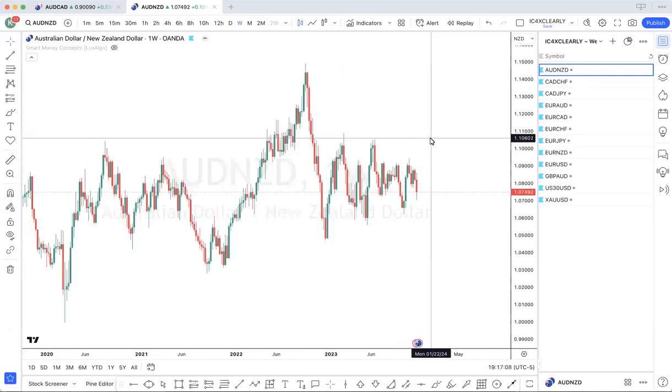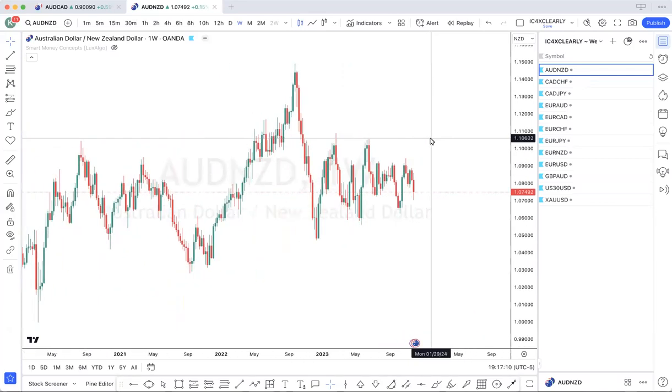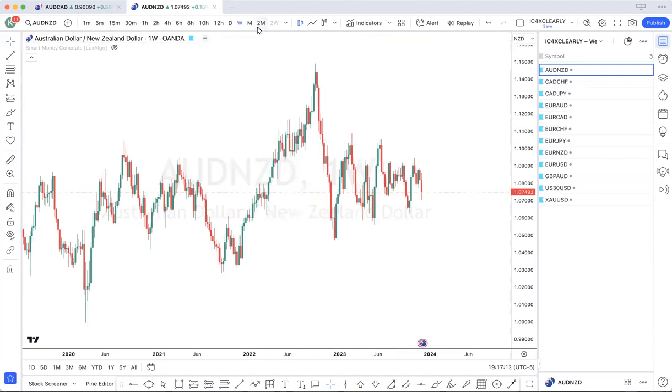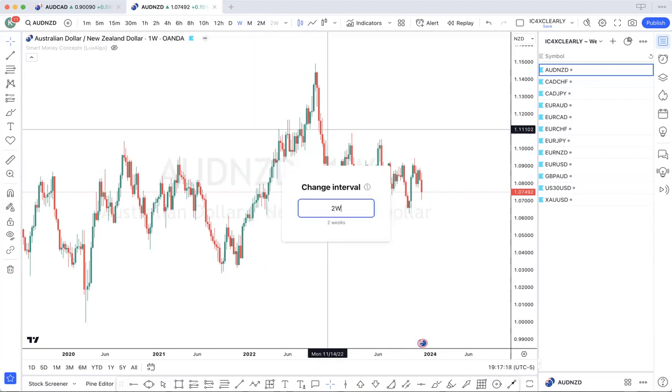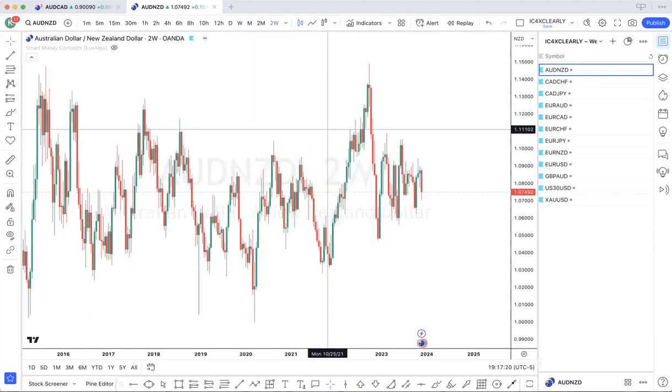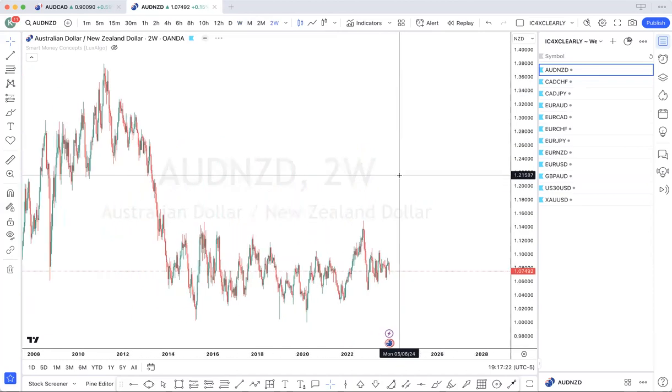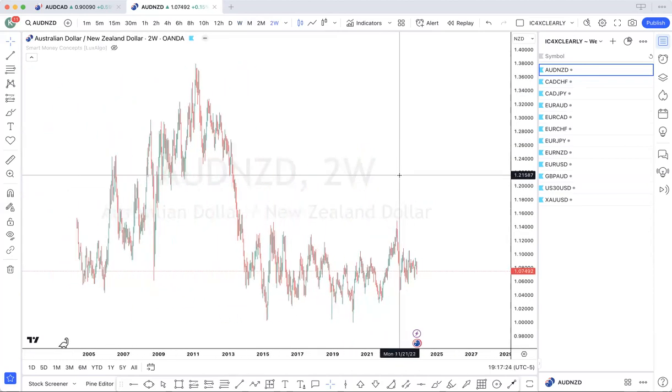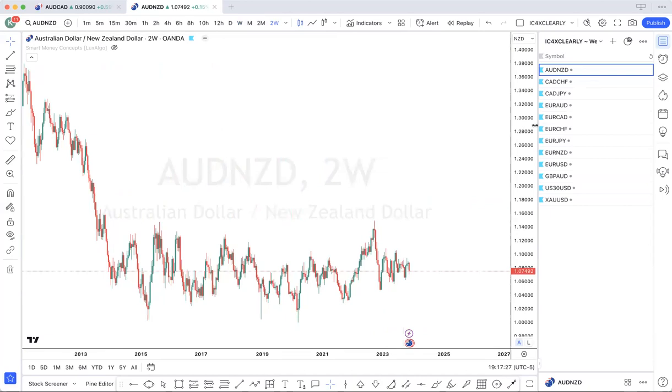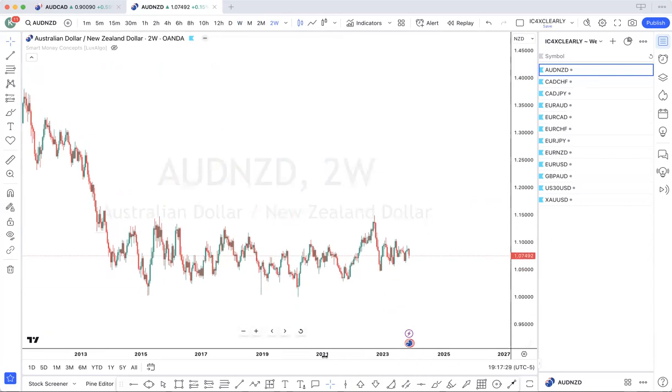First we have AUD NZD. Oh, I thought I took this off. This must be a two week, maybe. Let's see. Okay, so this is a 2-week order block. As I always say, squeeze in a little bit, see where you are on the chart.